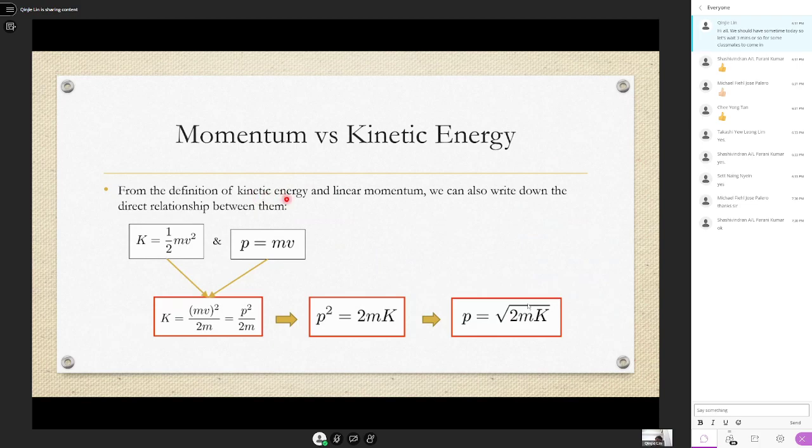So from the definition of kinetic energy and linear momentum, you can also write down the direct relationship between them. Because you see, they both have M and V, right? If you combine them together, you can find some relationship between linear momentum and kinetic energy. And these are the relationships. These are things that you don't have to memorize because it would be too tedious. If you really need them, you can derive them very easily. One you know is half mv squared, the other one you know is mv. Then you just combine them together like simultaneous equations. Okay, but this is the relationship.